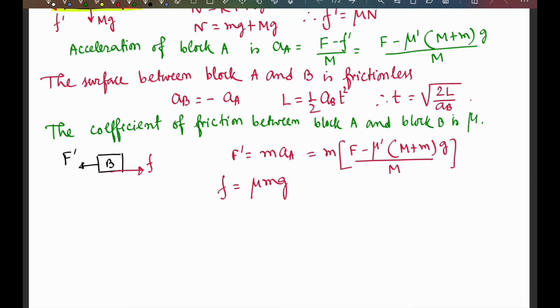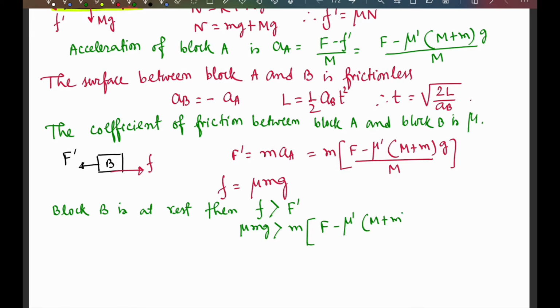If block B is at rest, then the frictional force is greater than the pseudo force. Therefore, mu mg is greater than m in bracket (F minus mu prime (M plus m) g) by M. So mu g is greater than (F minus mu prime (M plus m) g) by M. This is the condition whenever block B is at rest.